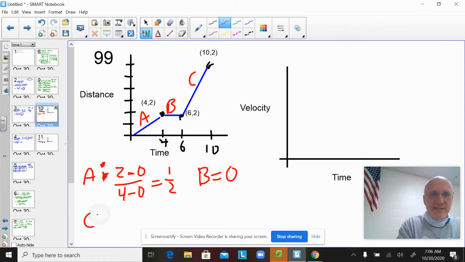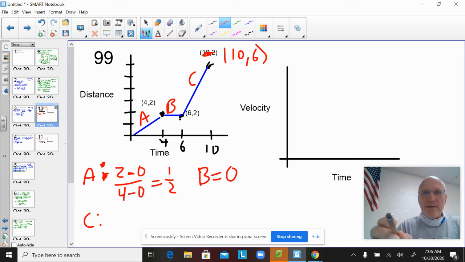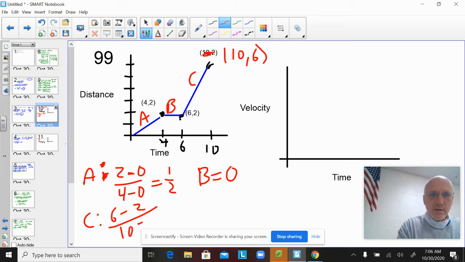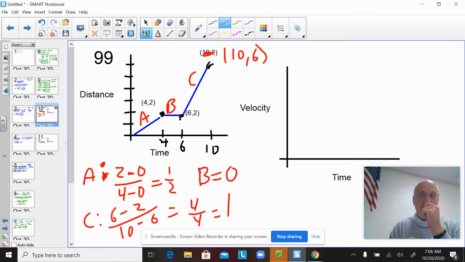The slope of line C would be, let's see, oh, that's a typo. Sorry, it should say 10 comma 6, not 10 comma 2. Sorry about that, 10 comma 6. So my slope would be 6 minus 2 over 10 minus 6, which is 4 over 4, which is 1. That position function has a slope of 1/2 for a while, and a slope of 0 for a while, and a slope of 1 for a while.